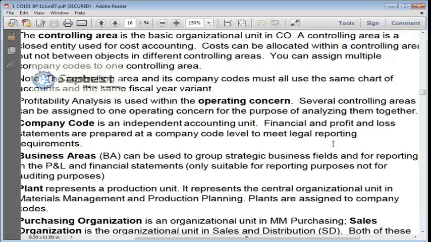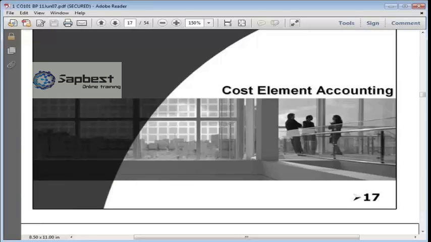Controlling area is a basic organization in CO. Controlling area is a closed entity for cost accounting. Costs can be allocated within the controlling area. Company code, we already know all these terms, right? Company code, business area, plant, we already know all these terms, okay?